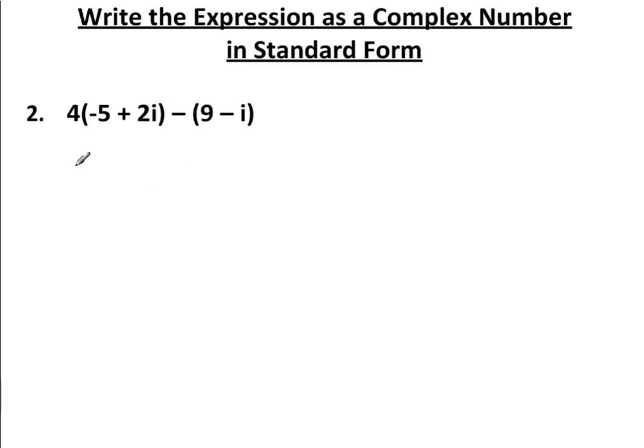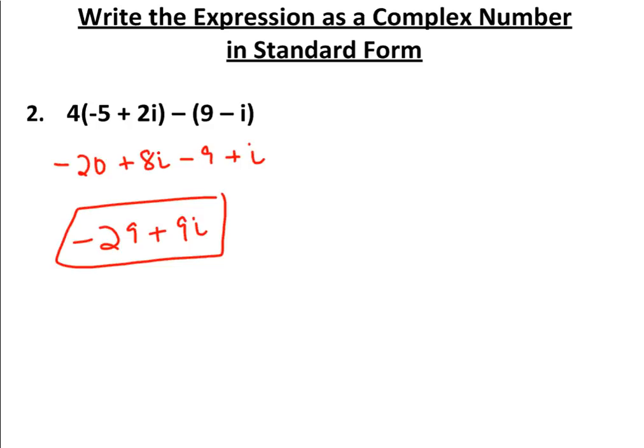Let's try this one. Here I'm going to have to distribute first. I'm going to get negative 20 plus 8i. I'm going to distribute minus 9 plus i. Again, we do the real component first, so I get negative 29 plus 9i. It's in standard form, and I'm done.